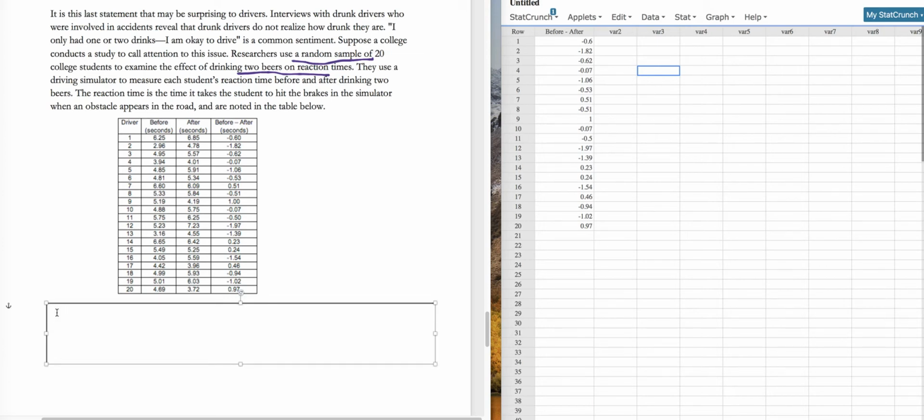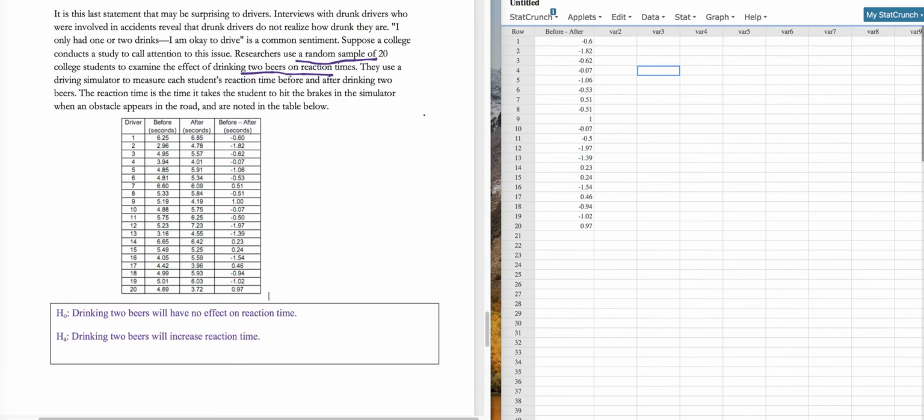So our null hypothesis, in just a word sentence, is going to be that drinking 2 beers will not change reaction time. That is our baseline value of no change: the reaction times will be the same. And then for our alternate hypothesis, drinking the 2 beers is going to have an effect that would increase our reaction time. I'm going to take a moment here and write out each of those hypothesis statements.